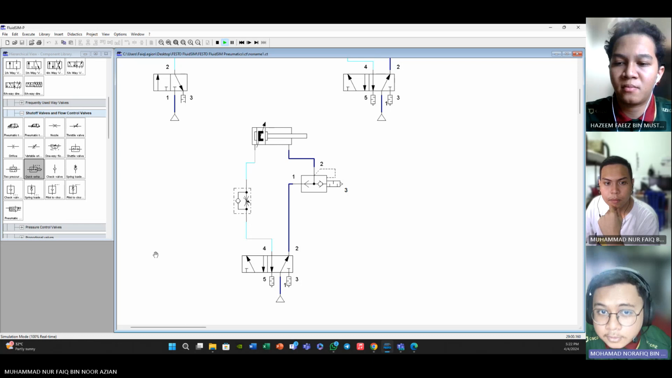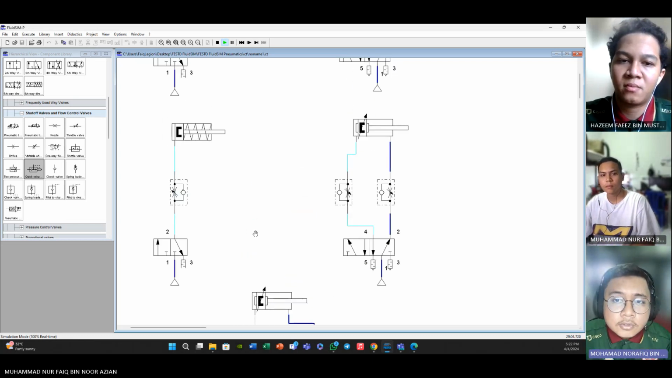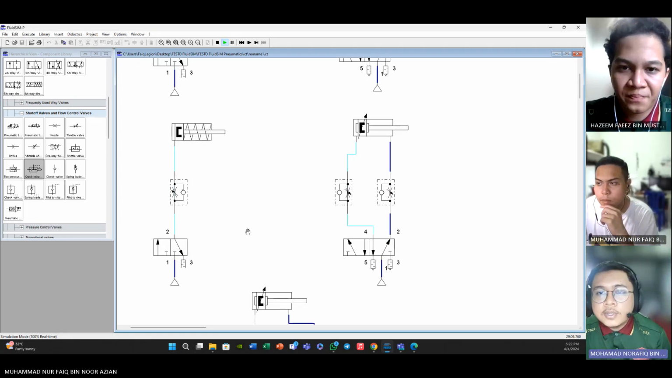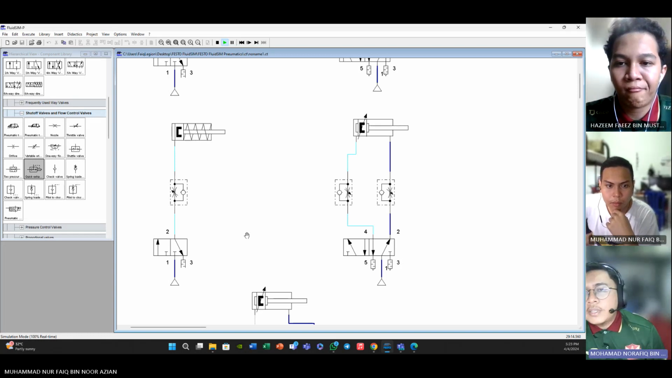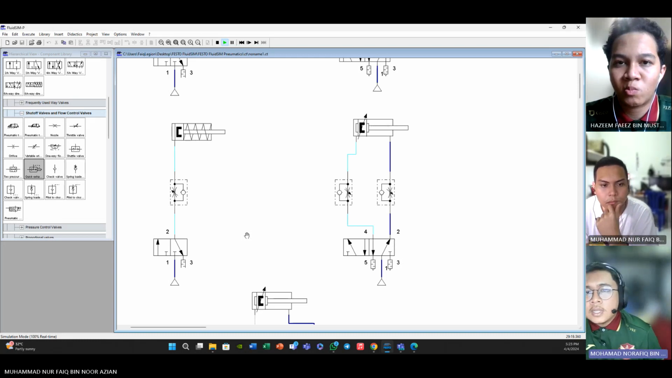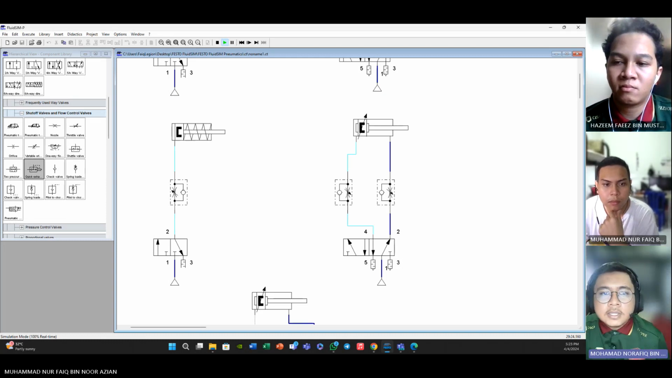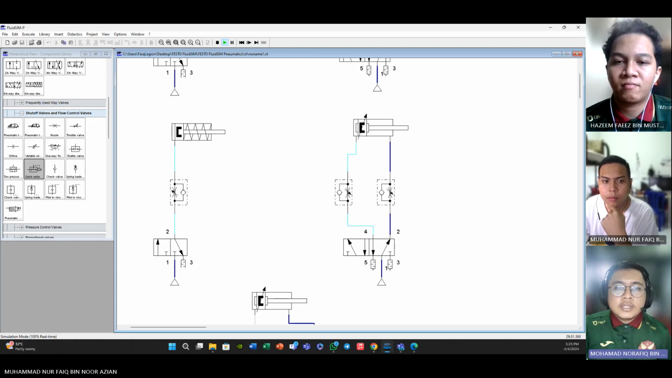From what I can conclude from this discussion, single and double acting cylinders, flow control valves, directional control valves, compressed air supply source, and quick exhaust valve are all integral components in pneumatic systems. Each plays a crucial role in controlling the movement and direction of pneumatic actuators, ensuring efficient operation and precise control in various industrial applications. Single acting cylinders operate with air pressure in one direction, while double-acting cylinders use air pressure in both directions, offering more control over movement.